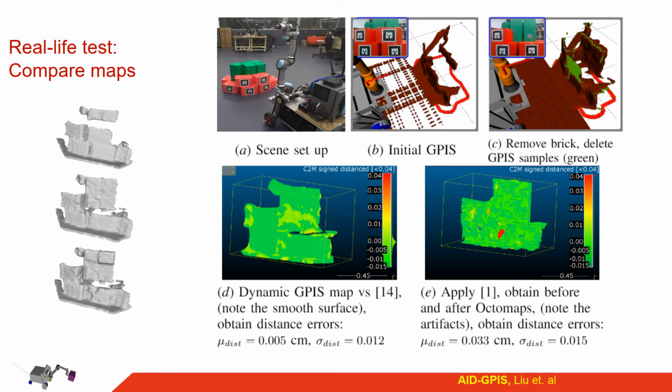In real-life test, we first compare the accuracy of the dynamic mapping output against the ground truth, and our map is shown to be accurate and it outperforms a dynamic mapping method based on the occupancy map.